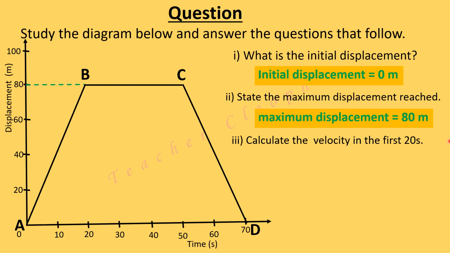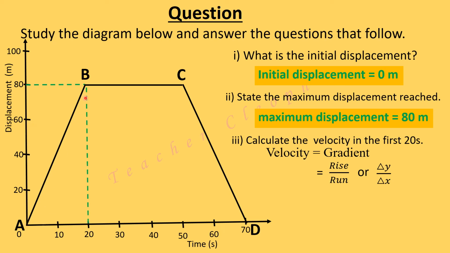We need to first identify the first 20 seconds. Then we say that velocity equals the gradient, but gradient equals the rise over the run, or change in y over the change in x. So the first 20 seconds is from point A to point B. So that is this region here.